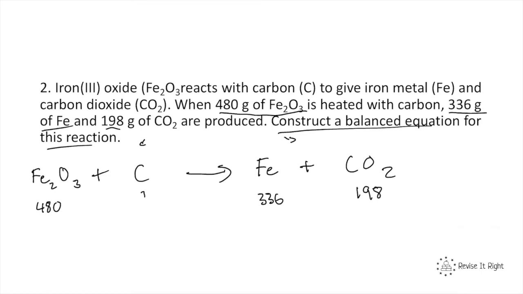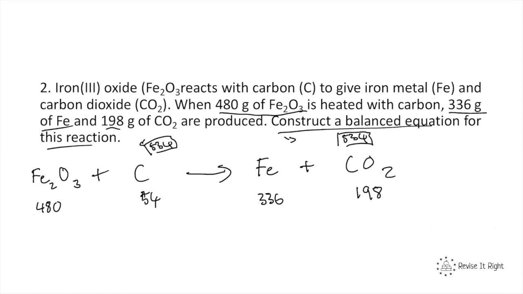We can work out the mass on the right by doing 336 add 198, and that gives us 534. So this side equals 534, so this side has to equal 534 as well. We've already got 480, so if we do 534 take away 480, you get 54. So it must have been 54 grams of carbon, so we can write that underneath now.